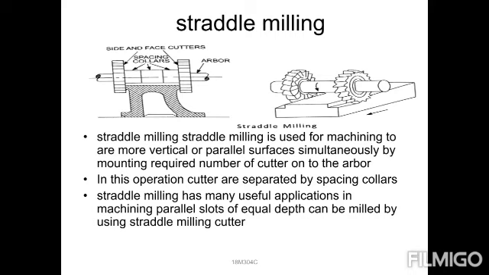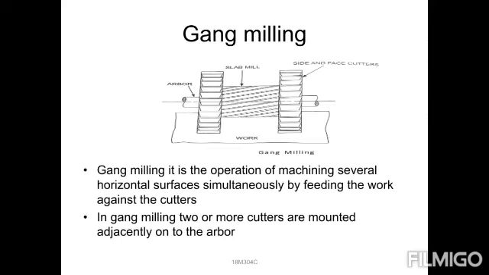Next one is gang milling. It is almost like straddle milling. Cutters are placed on the arbor unit with spacing, but here, in between the two cutters, one more cutter is also provided. Gang milling is the operation of machining several horizontal surfaces simultaneously by feeding the workpiece against the cutters.